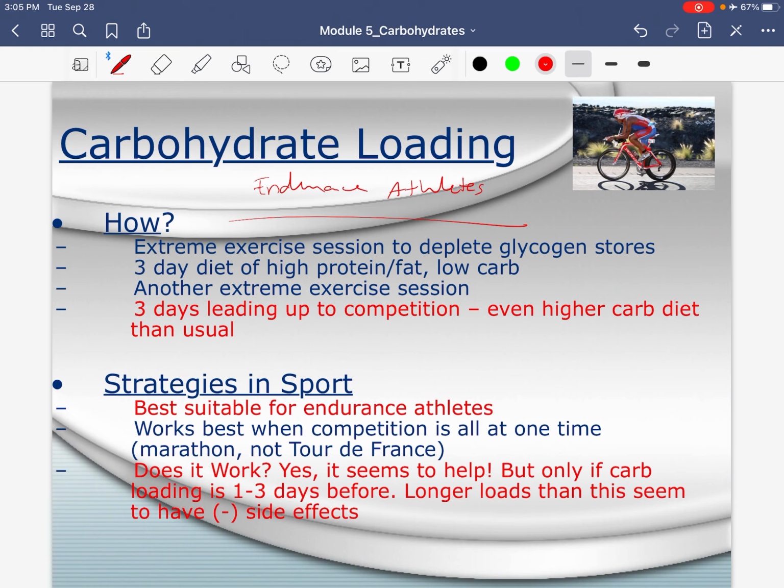There have been different strategies. It used to be that we would say 7 days before your Ironman, carbohydrate load all 7 days. But that was found to be too extreme. It was too much for the body to handle, and it limited your ability to get in fats and protein.